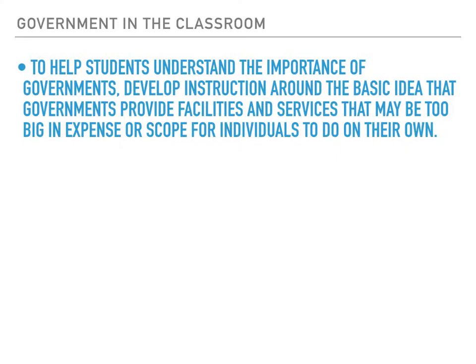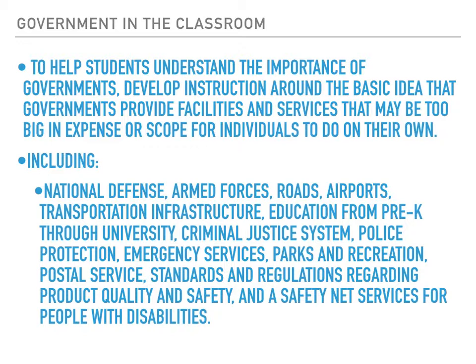Okay, so some things to help students understand the importance of governments is to develop instruction around that basic idea that governments provide facilities and services that may be too big or expensive for just a small community to pay for on their own. And some of these things could include national defense, armed forces, roads, airports, transportation, education, criminal justice, police protection, emergency services, parks and recreation, postal service, standards and regulations regarding tons of things, including those when we were talking about the grocery stores, and then safety net services for people with disabilities.